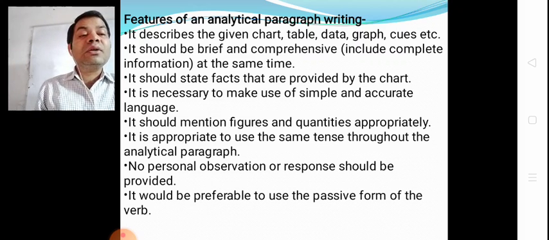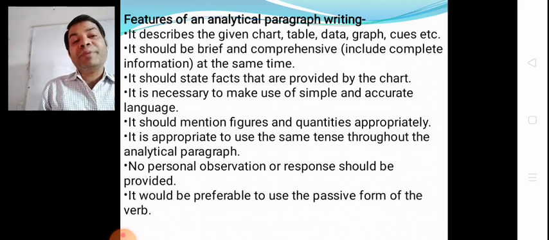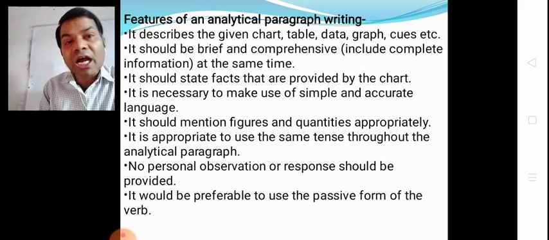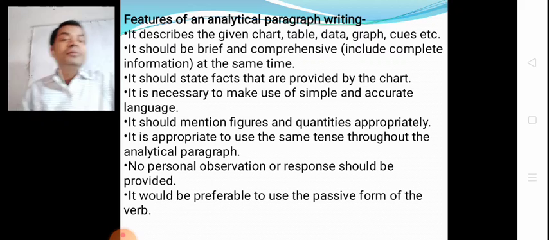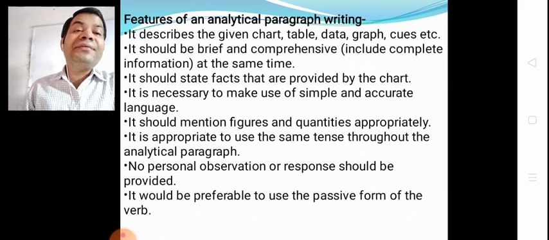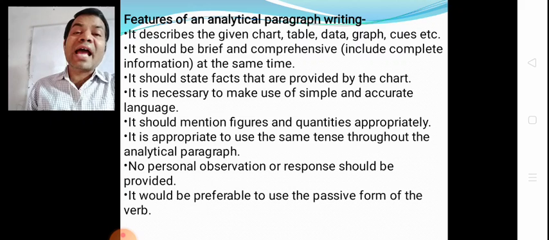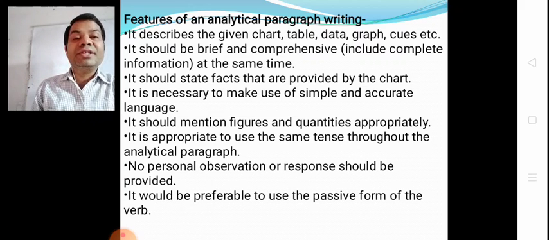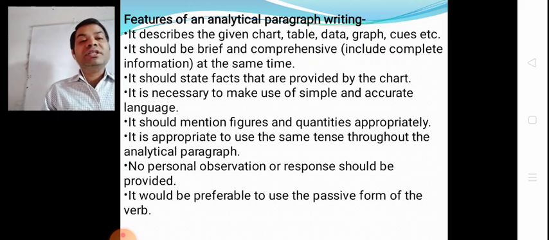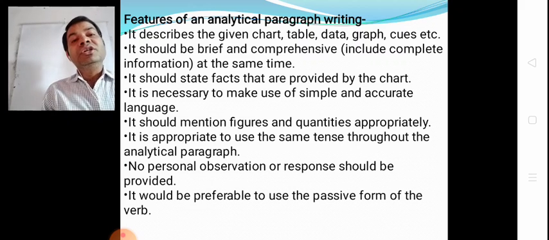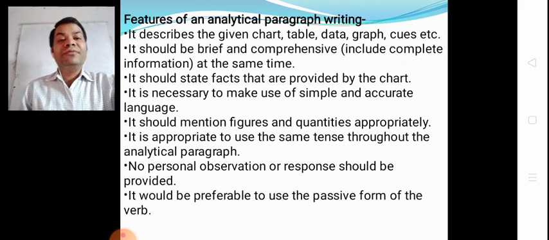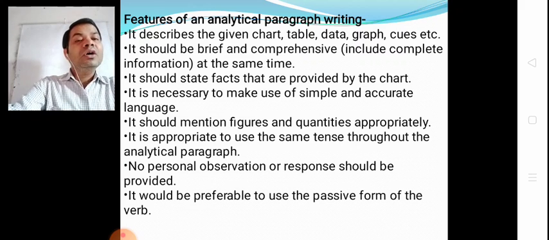No personal observation or response should be provided. You will have to write the paragraph on the basis of the information given in the chart, table, graph, etc. in the question. You need not add more information from your side. Stick to the information given in the question.